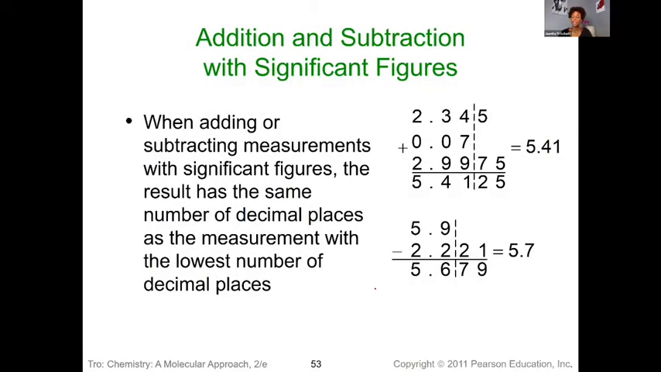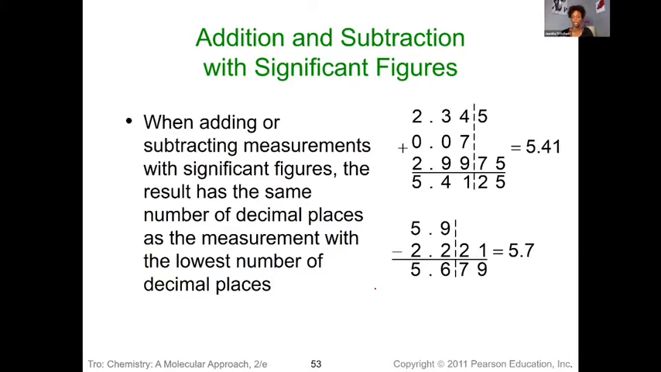With addition and subtraction, there's a different set of rules. In addition and subtraction, your answer is going to have the fewest number of decimal places that were used in the calculation. Okay, decimal places, not significant figures. Again, if we look at the example shown on the right, we have a very simple mathematical operation, and our answer ends up being 5.4125 when we plug that in the calculator. But our answer will have the fewest number of decimal places used overall.